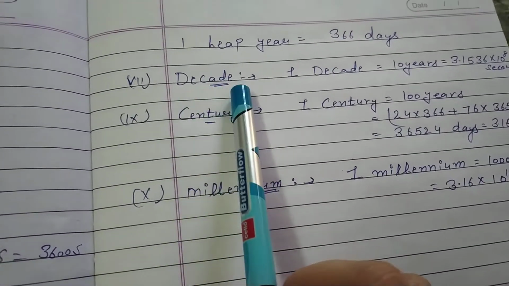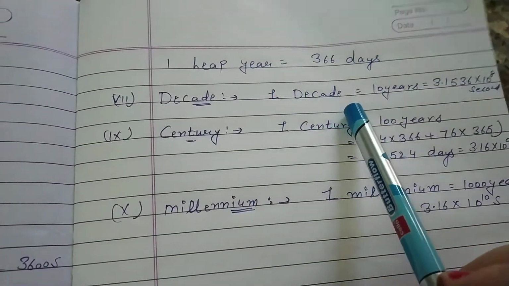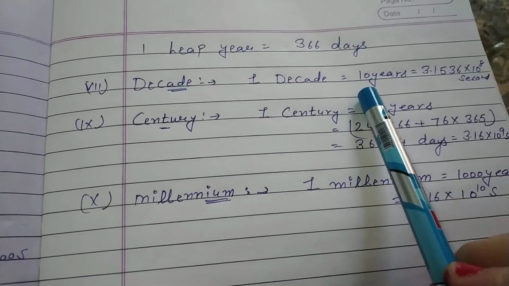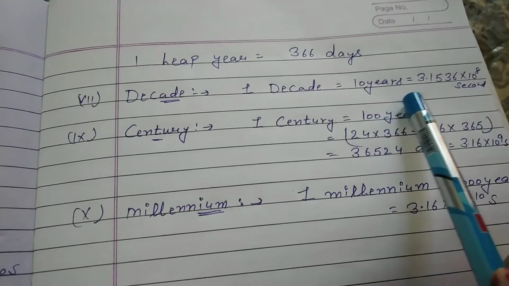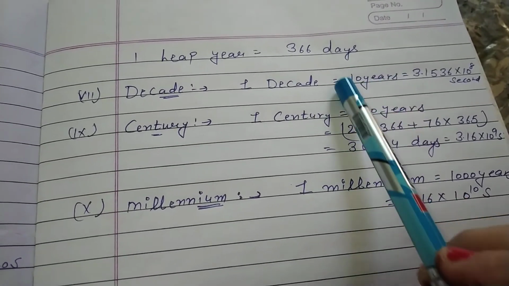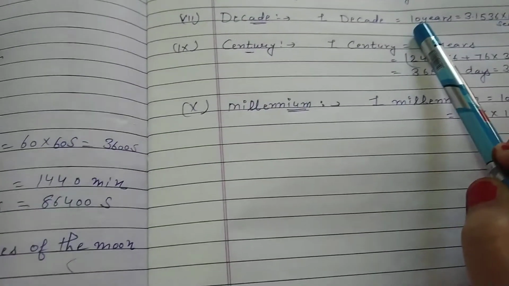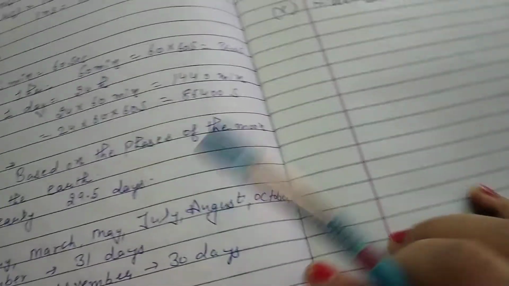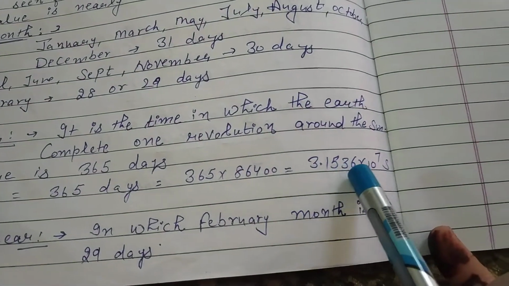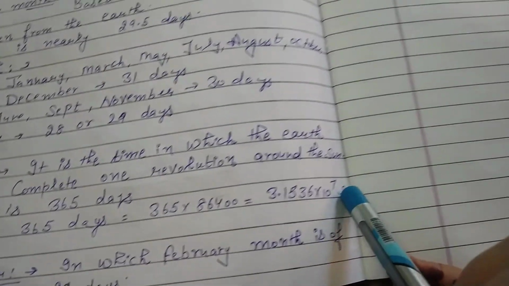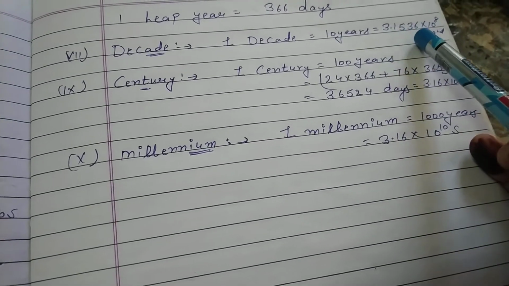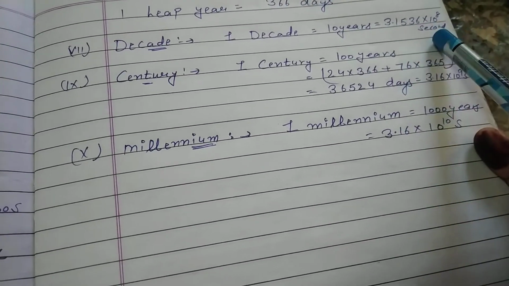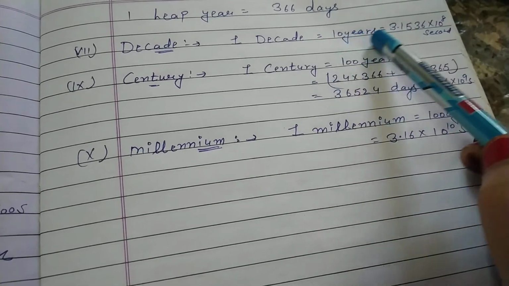Now the next unit is decade. 1 decade is equal to 10 years. If we want to convert these 10 years into seconds, how will we convert? We simply write the value of 1 year, which we calculated here, that is 3.1536 × 10^7, and multiply it by 10. That means it will change into 3.1536 × 10^8 seconds. This is the value of 1 decade, that means 10 years.